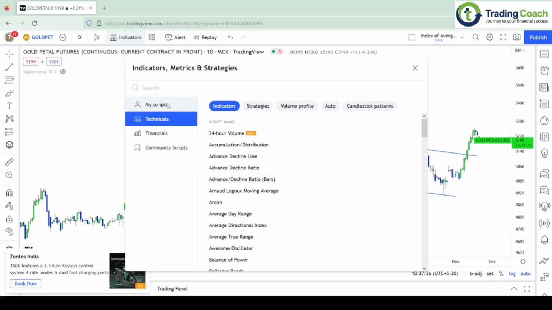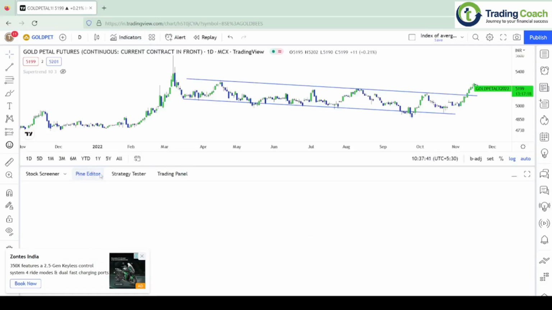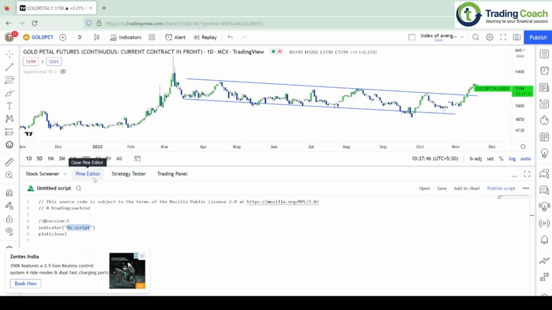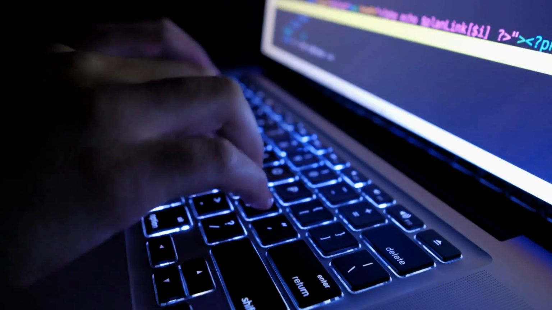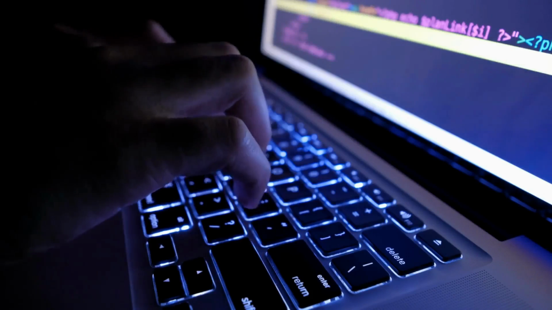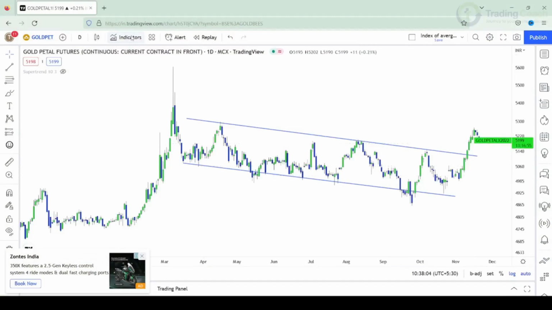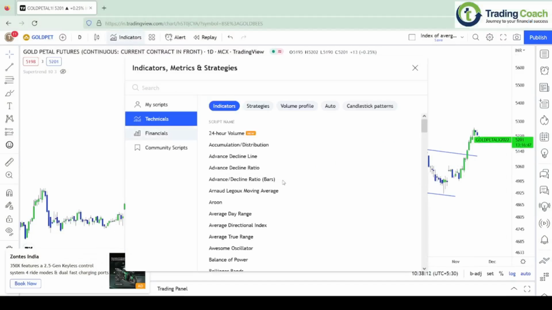If you want to design your own indicators, you can also go to my script and create your own indicators using Pine script or the Pine editor. For that, you need to learn the Pine editor programming language. If you're already a programmer, or someone from an IT background, you probably already know what Pine editor is and how to use it. And if you don't know how to use it, that's also absolutely fine. They already have these inbuilt indicators, so I'm going to use an inbuilt indicator from this indicators tab.